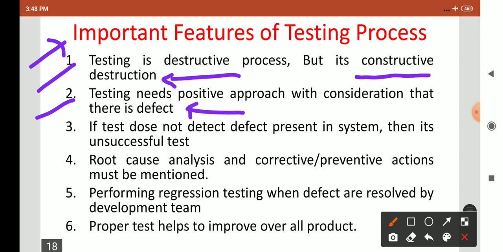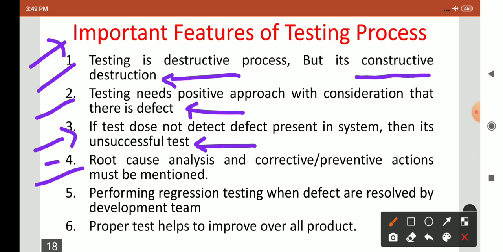So you need a positive approach while performing testing, that you are going to find the defect. Then you are able to find the defects present in your system. If you are not sure whether you are finding the defect or not, then it is not a good testing. Then the third feature is, if a test does not detect a defect present in the system, then it's an unsuccessful test. If you perform testing and you can't get any defect, then it is called unsuccessful testing.